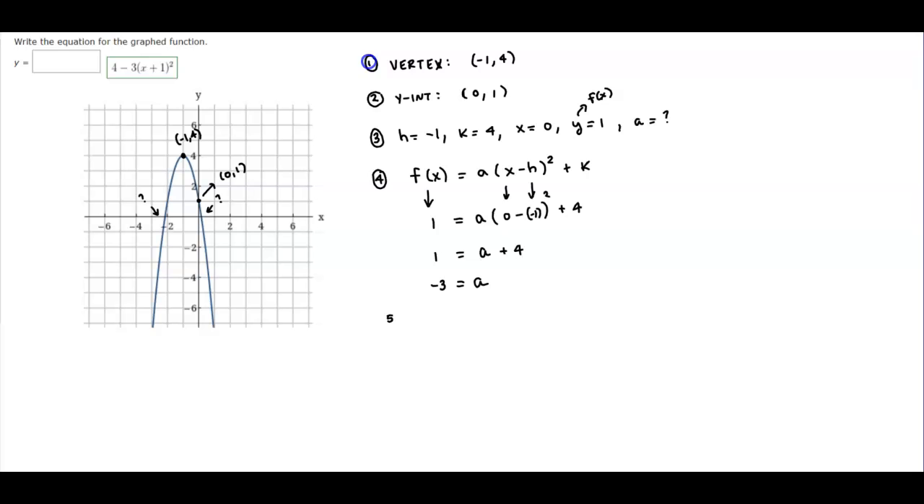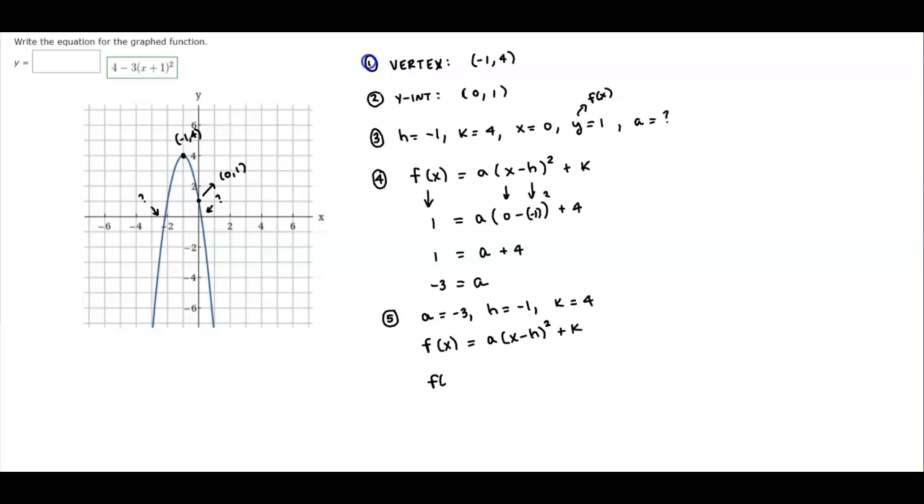Okay, so now we've basically determined what our values are. We know that a is equal to -3. We know that h from our vertex is -1. And we know that k from our vertex is 4. And so now we're going to plug it into the standard form so that we can figure out what this function looks like.